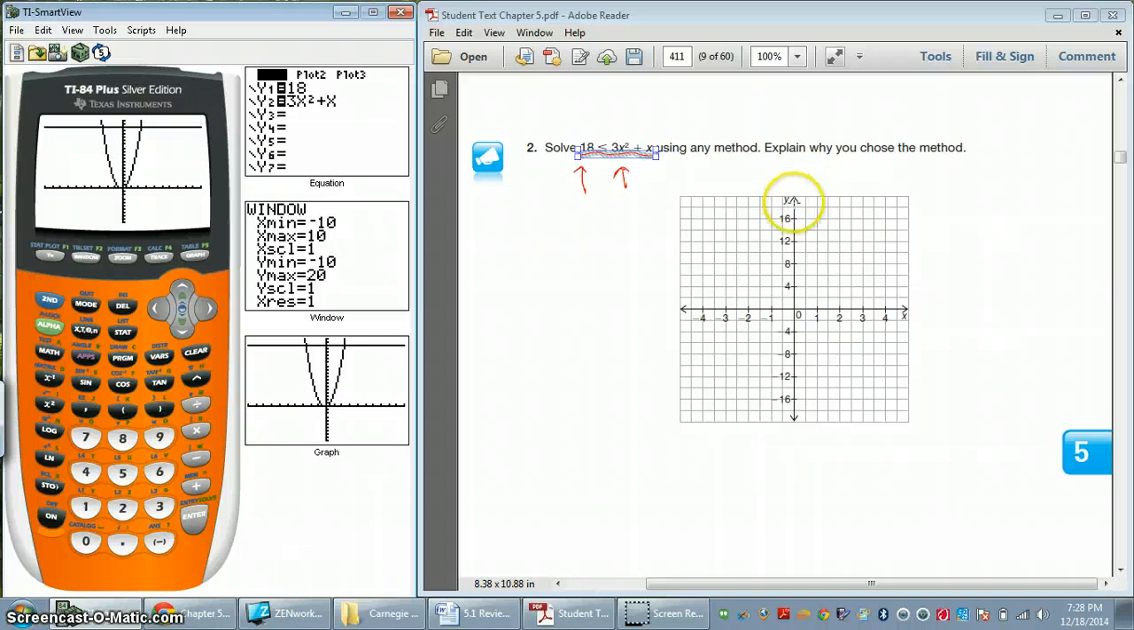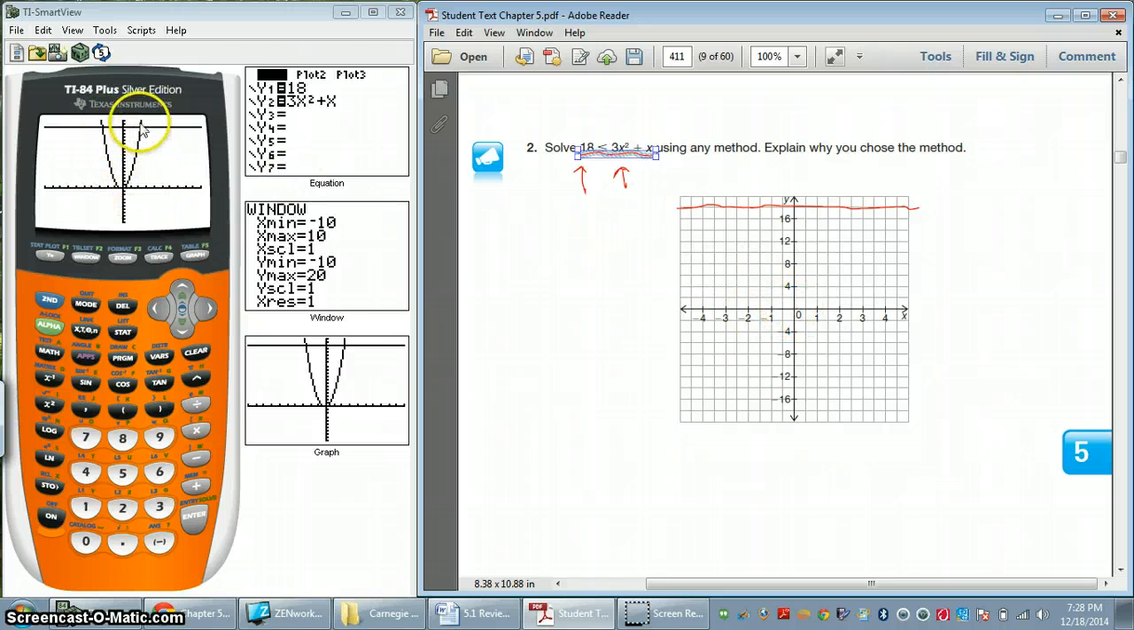If we look at this graph, we notice that we're counting by 2s: 2, 4, 6, 8, 10, 12, 14, 16. This is 18, so this is where that horizontal line would be drawn. And if you look at my graph, it's a parabola. We really want to find out where those two graphs intersect.